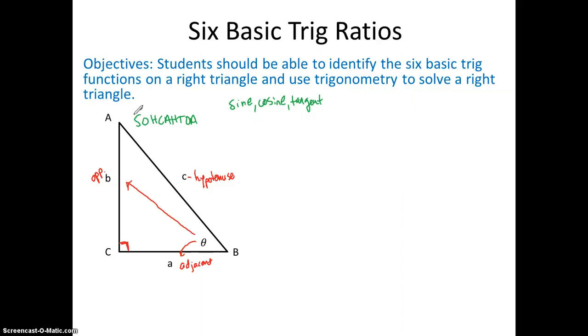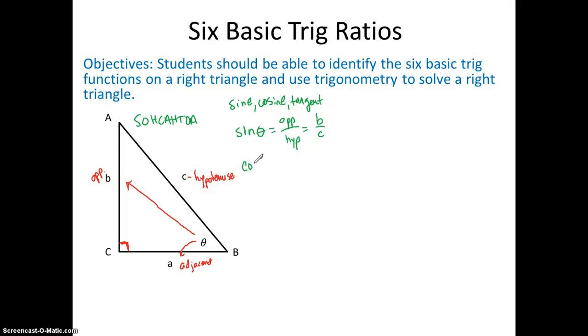What this says is that the sine is equal to the opposite over the hypotenuse. So the sine of theta is the opposite over the hypotenuse. In this case, the opposite is B, and the hypotenuse is C, so this would be B over C. Make sure you have something in the sine, because it's not just sine. You have to have sine of something.